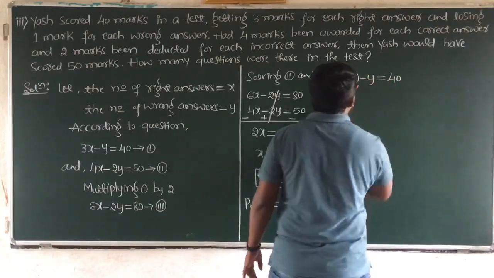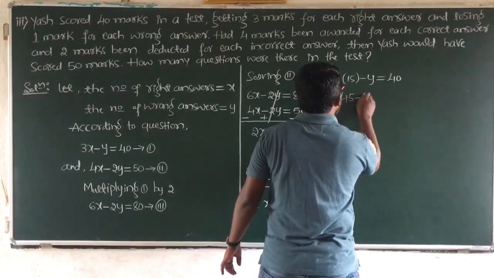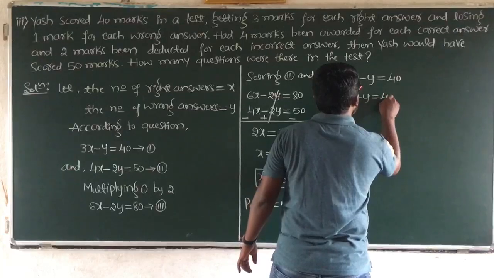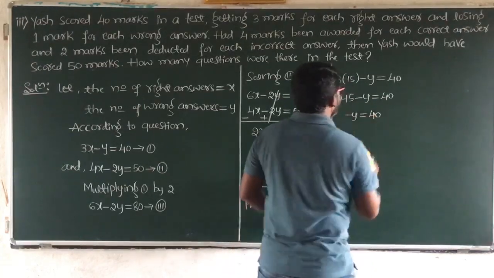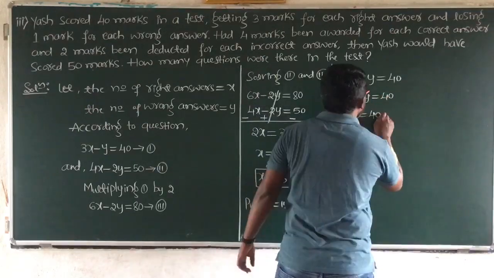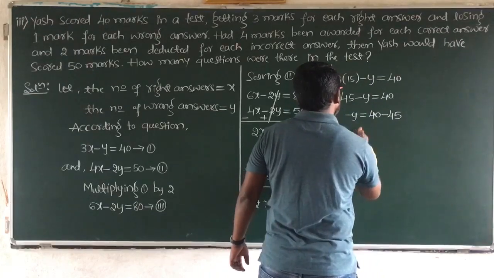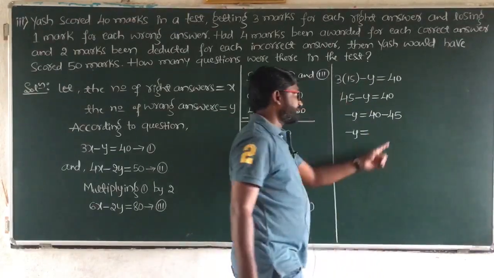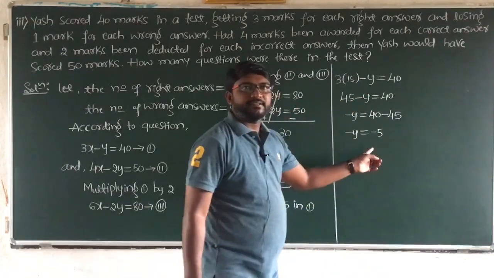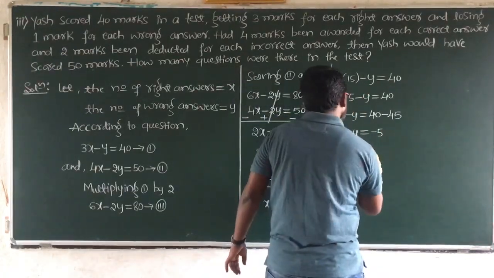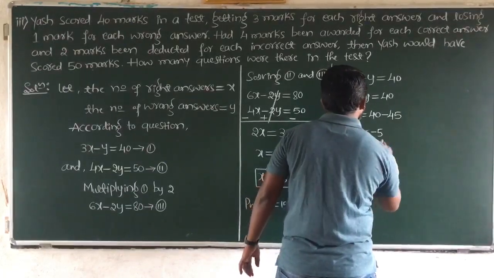So now 3 into 15, it is 45. So 45 minus y equals 40. So minus y, write it as it is, 40. Then take this to the RHS, it becomes minus 45. Now minus y equals 40 minus 45, which will be minus 5. Then minus and minus get cancelled, we get y equals 5.